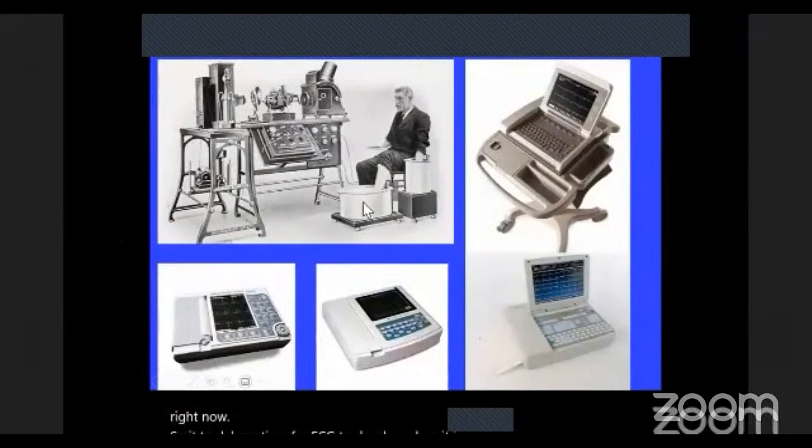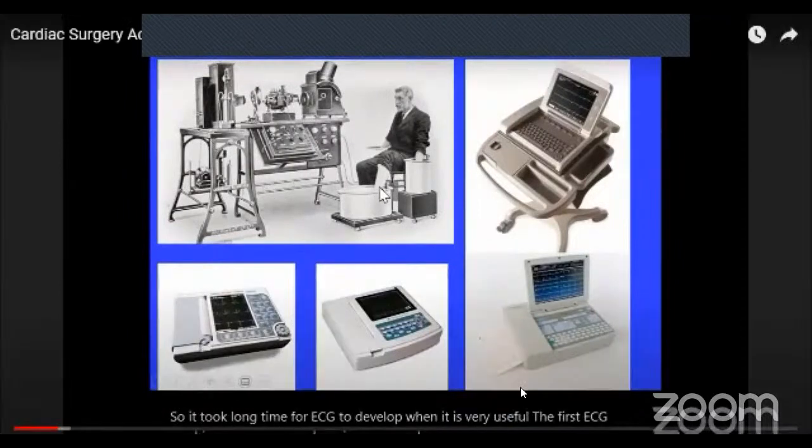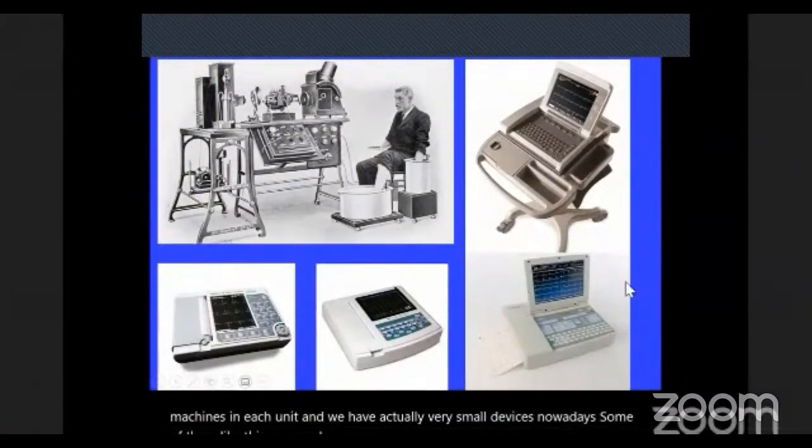The first ECG machine, as you can see here, is very complex and very huge, and it used normal saline to have good connection. But over the years, we now have portable ECG machines in each unit, and we have very small devices nowadays. Some of them, like this one, can be handheld with good quality.